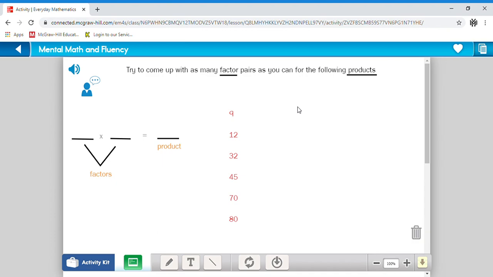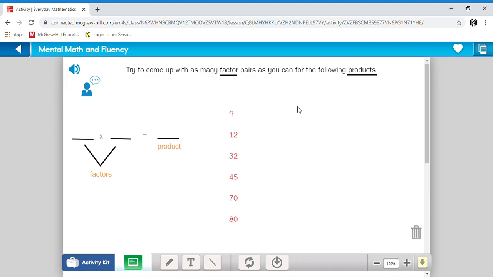Good job. So for 9, you know any number times 1 gives you that same number. So the factor pairs for 9 would be 1 and 9. Another pair of factors would be 3 times 3, a multiplication square. For 12, 1 and 12, 2 and 6, 3 and 4. For 32, 1 and 32, 2 and 16, 4 and 8. For number 45, 1 and 45, 3 and 15, 5 and 9.